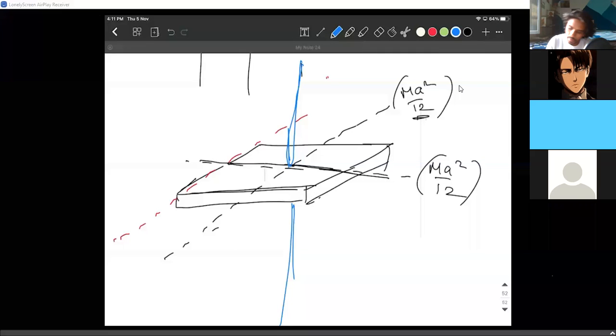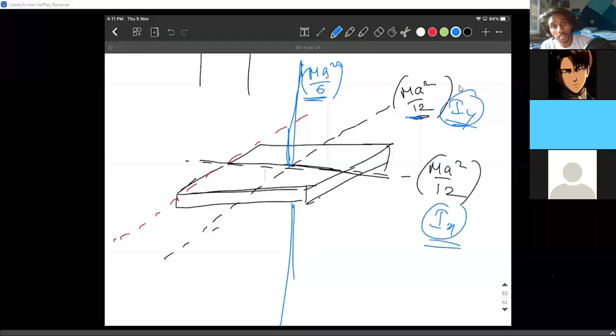What is the moment of inertia about this axis now? Ma square upon 6, sir. Exactly, ma square by 6, because you simply add Iy. Perpendicular axis theorem, sir. Ix, you're using perpendicular axis theorem. Ix plus Iy equals ma square by 6. So guys, we are going to use these tricky ideas a lot. Trust me, a lot.